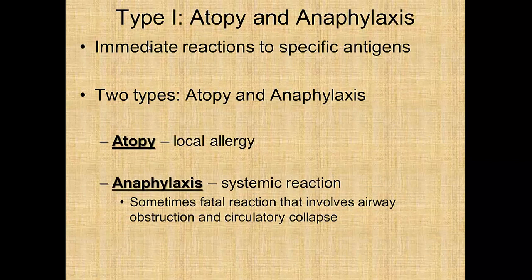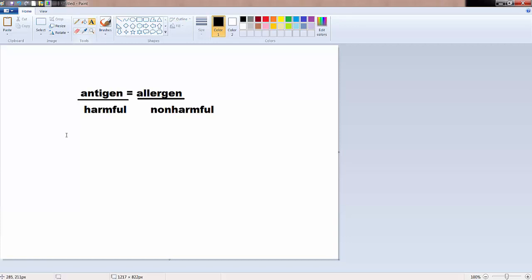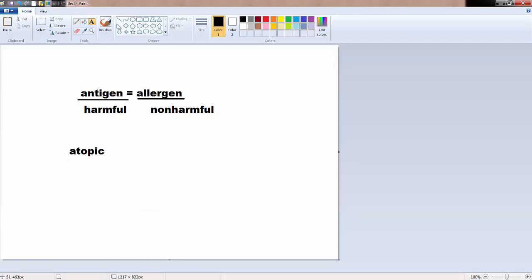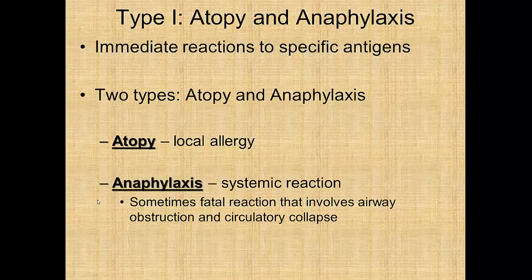So again, this is the nature of a type 1 hypersensitivity. Now, there are generally two types of type 1 reactions. One is called atopy, and this can also be referred to as an atopic reaction, depending on what context you're using that word. And these are generally considered local. So for example, if you have a seasonal allergy and you have a runny nose or upper respiratory symptoms, generally speaking, that would be considered a type of atopic reaction.